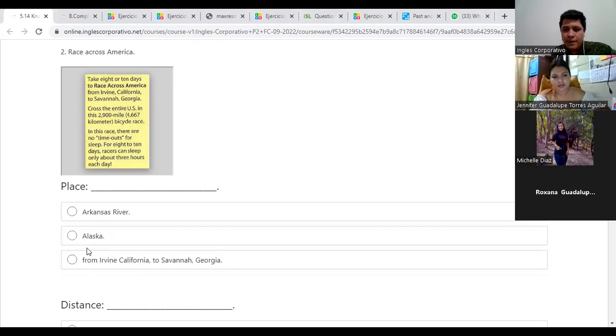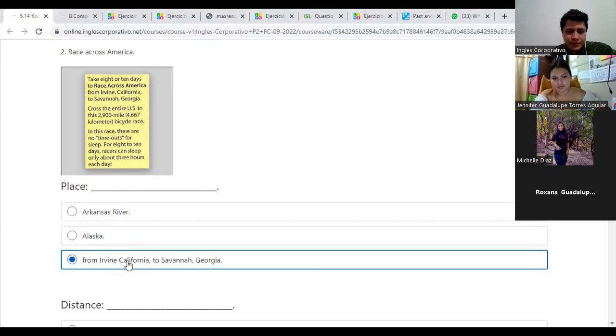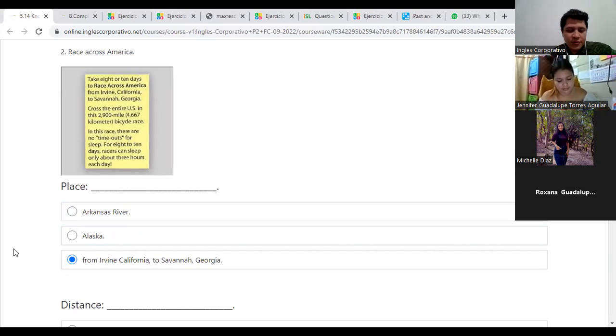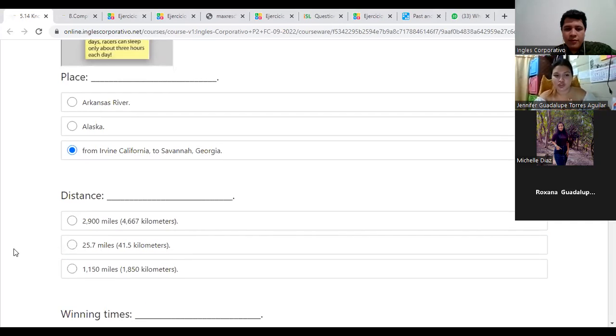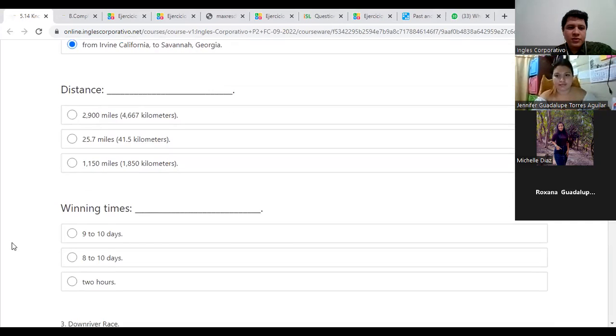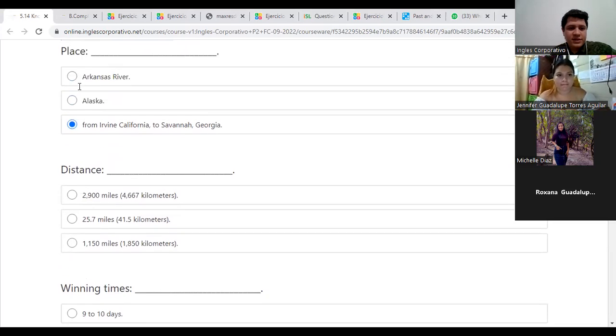From nearby California to the state of Georgia. Okay, Jennifer, what group are you? Two. Okay, group two. Now we have this one, distance. Who wants to get an extra point, guys? Distance.